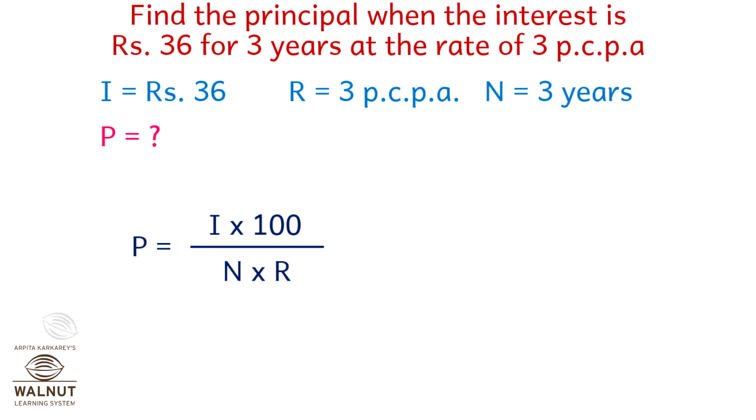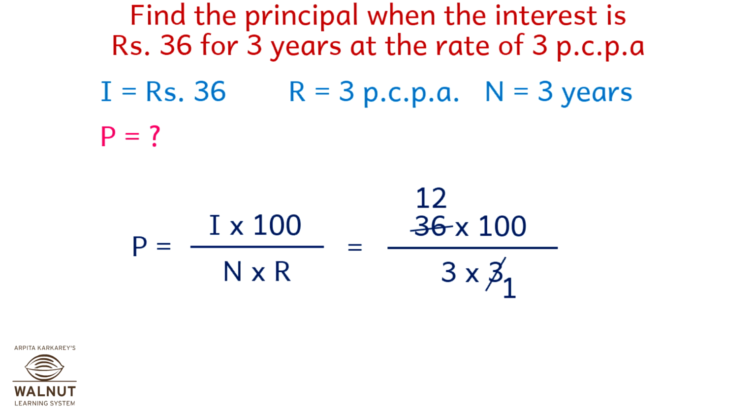So we have the formula for P, which is I into 100 upon N into R, which is 36 into 100 upon 3 into 3. 3 ones are 3, 3 12s are 36, 3 ones are 3, 3 4s are 12. So 4 into 100 is rupees 400.